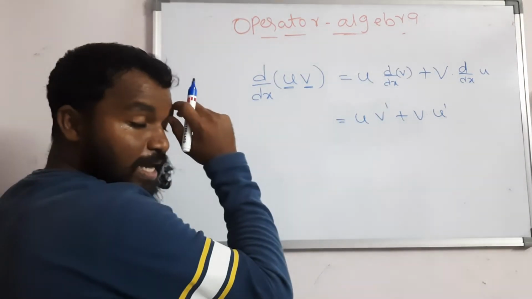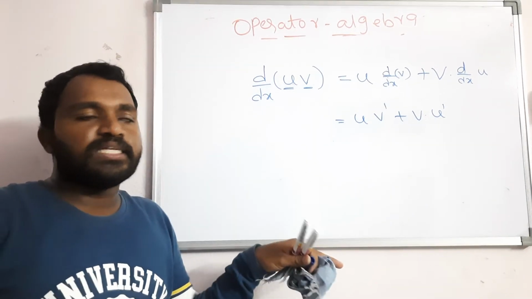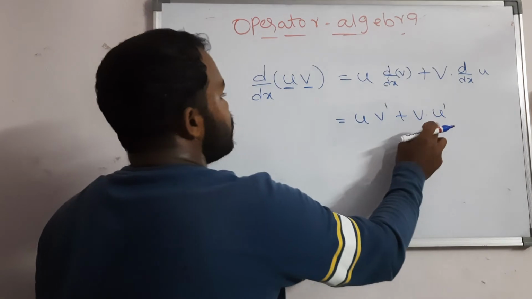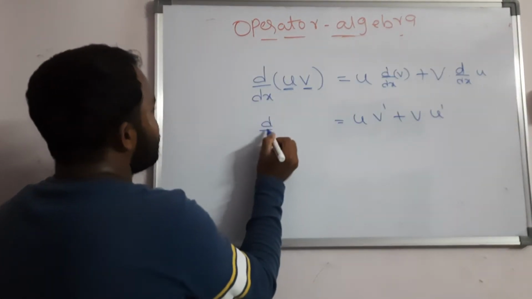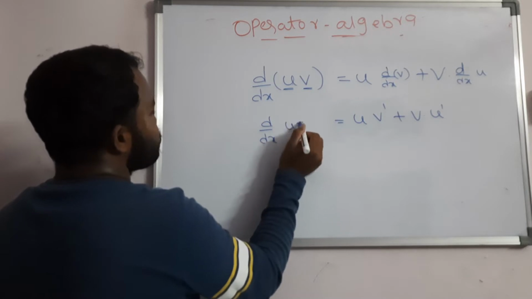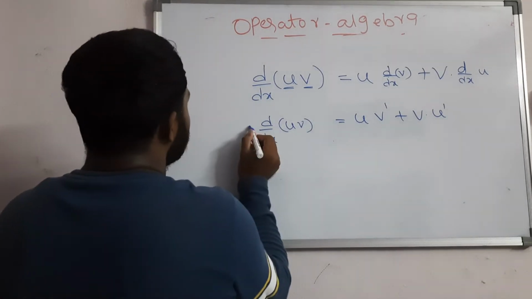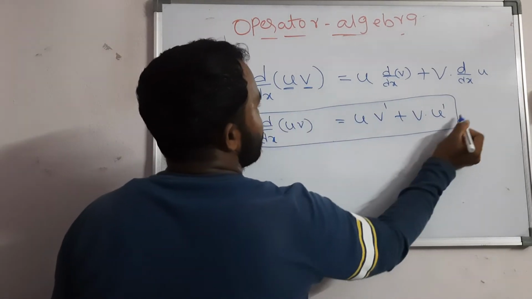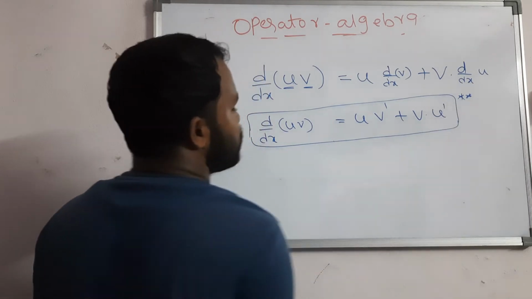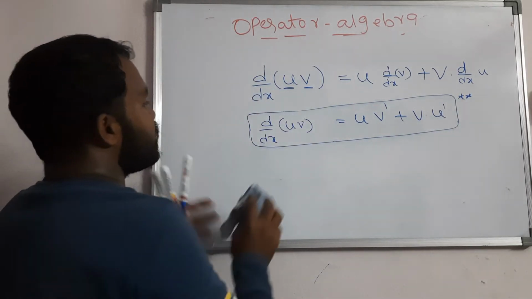So first is as it is, then you should do the differentiation of the second one. Second is as it is, you should do the differentiation of the first one. So u into v dash plus v into u dash. This is d by dx of uv. This is the formula we will use in the operators. This is also a very important formula in maths. If you know all these formulas, then directly you can write. So all physical chemistry operator concepts.